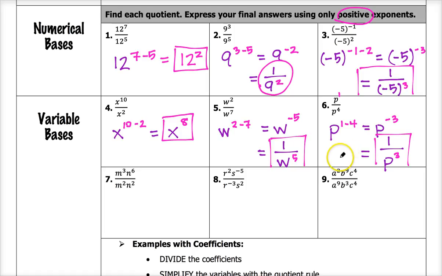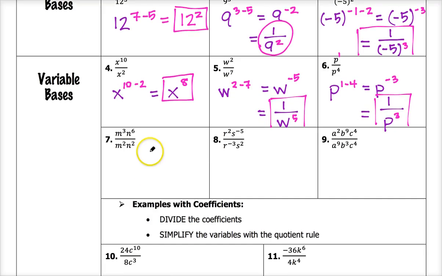Okay, let's try this now with multiple variables. So number 7, we have m to the 3rd n to the 6th over m squared n squared. So I'm going to start with my m's. M to the 3rd divided by m squared is going to give us m to the 3 minus 2 power. And then for my n's, we have n to the 6th over n squared. That's going to give us n to the 6 minus 2 power. So this becomes m to the 1st, or just m, times n to the 4th power.